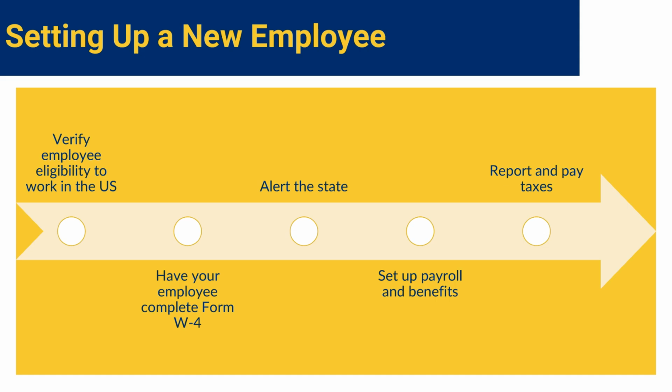With your EIN in hand, here's what you'll do next. First, verify that your employee is eligible to work in the United States. All employers are required to verify that their employees are eligible to work in the United States within the first 3 days of employment. You must use Form I-9 to verify an employee's identity and eligibility to work.